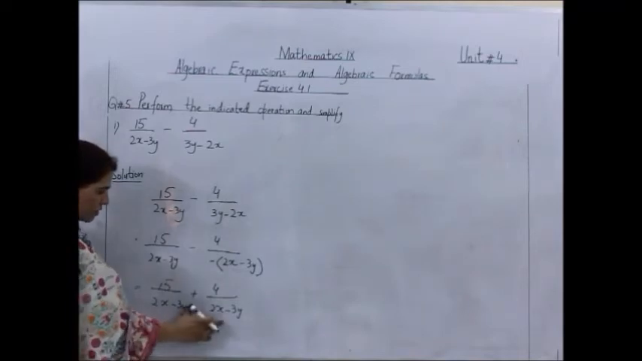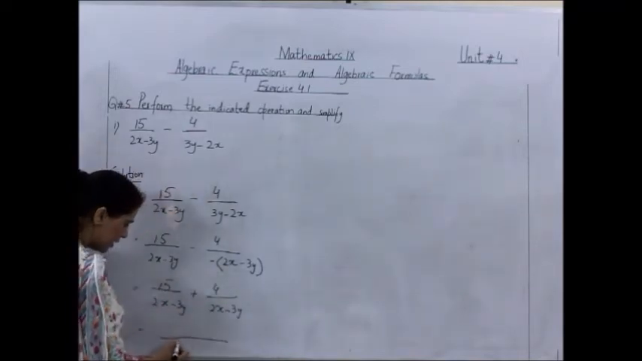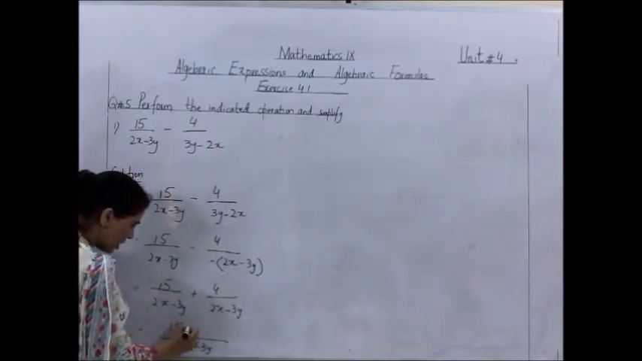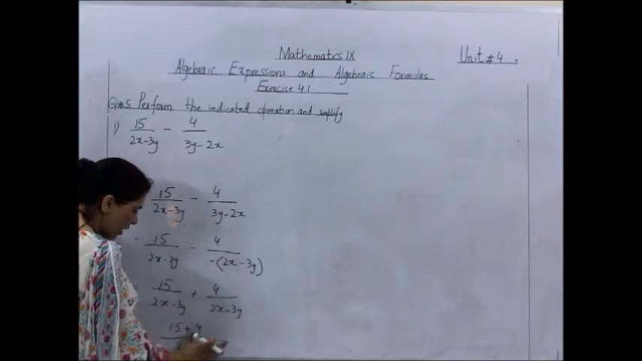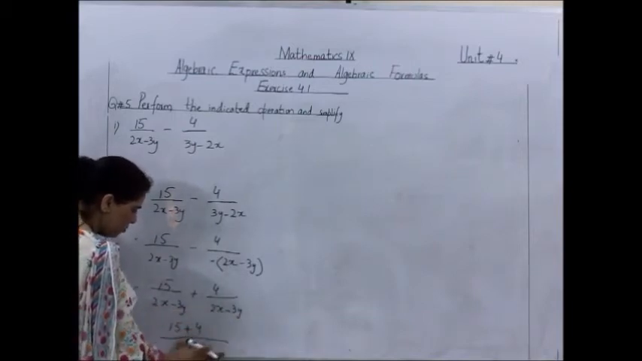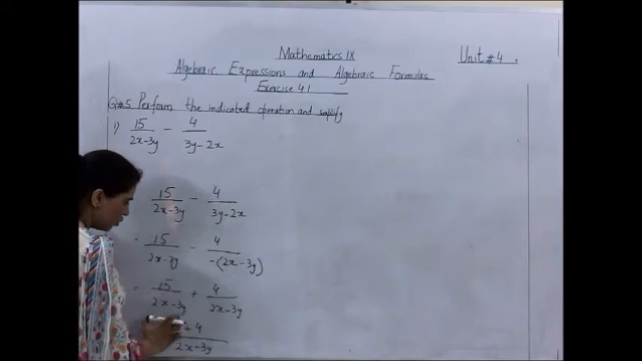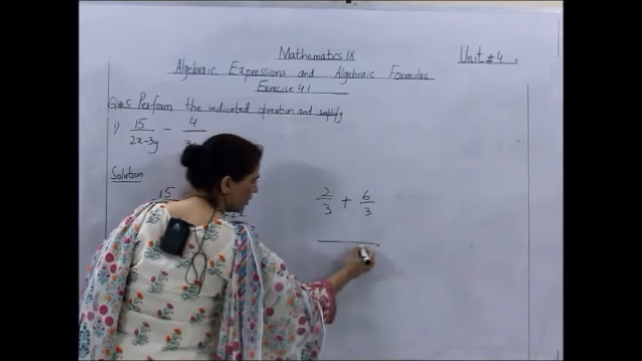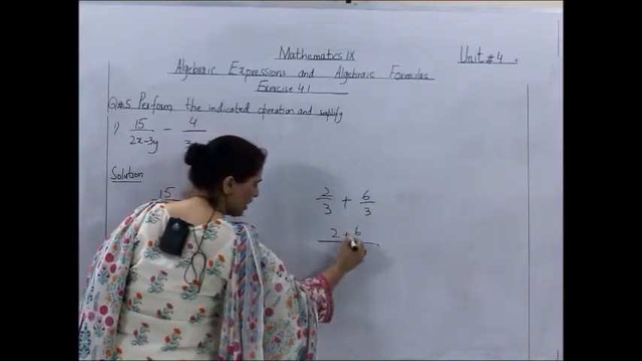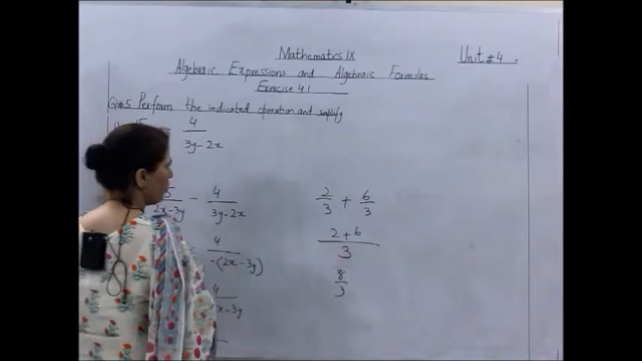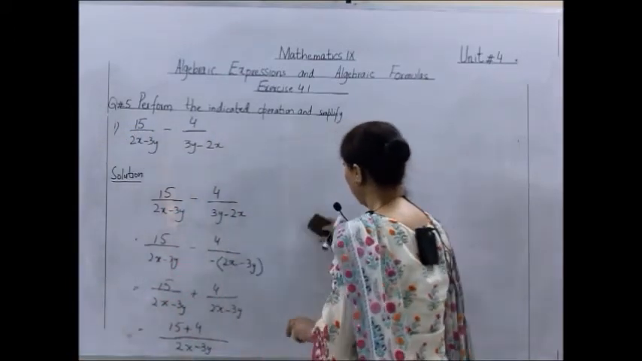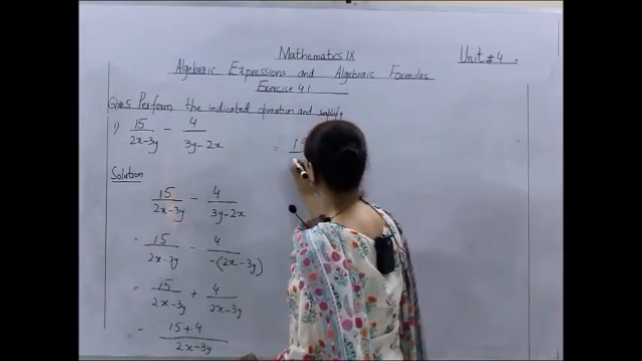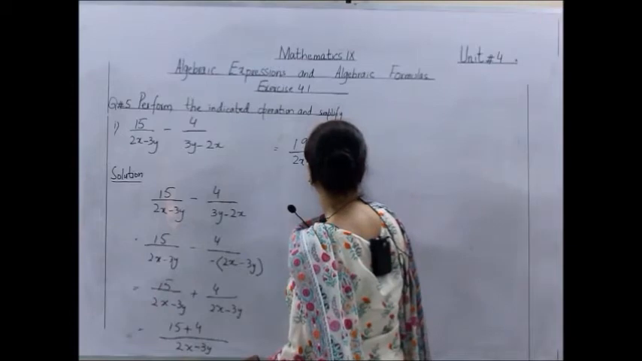Okay, now we have the same denominator, and we will just add the numerators. We will write the denominator once because it is the same, and we add the numerators as we did 2 by 3 plus 6 by 3, 3 same, 2 plus 6, 8 by 3. Same we did over here, and we got 19 over 2x minus 3y as our answer.